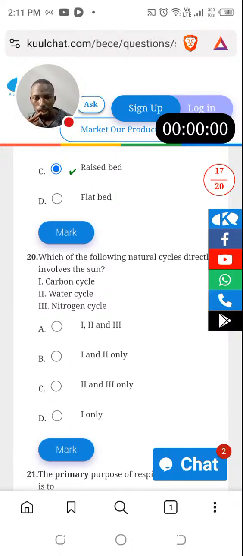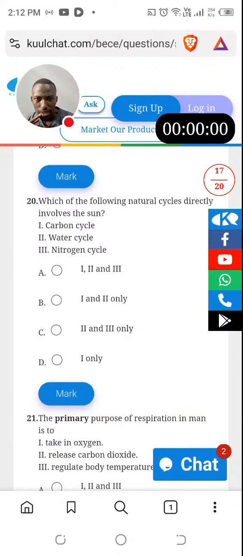Question number 20. Which of the following natural cycles directly involves the sun? Water cycle, yes, it directly involves the sun. Carbon cycle, and then nitrogen cycle. Yeah, carbon cycle, photosynthesis. So there is also a factor out there. So I and II are true.